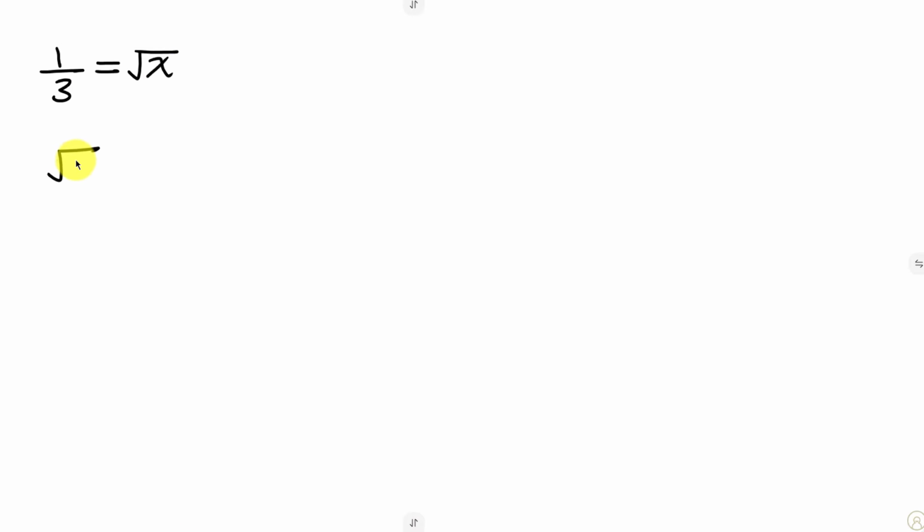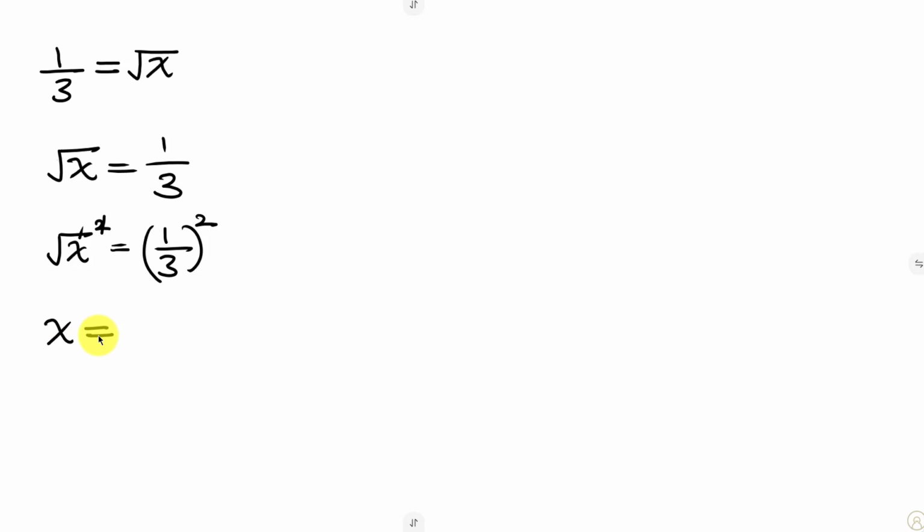So I'll write the square root of x on the left equal to 1 all over 3 on the right. Now to get rid of this square root, we have to square both sides. So I'll square the left-hand side, I'll also square the right-hand side. Now this square cancels out the square root, leaving behind x equal to, now we're going to be distributing this power of 2.